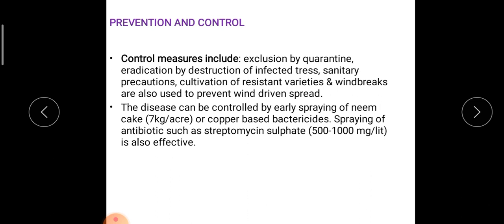Under the control measures, we can use neem cake at 7 kg per acre, or we can use copper-based bactericides, or we can spray antibiotics such as streptomycin sulfate. Here we ended with one of the diseases, that is citrus canker. Thank you.